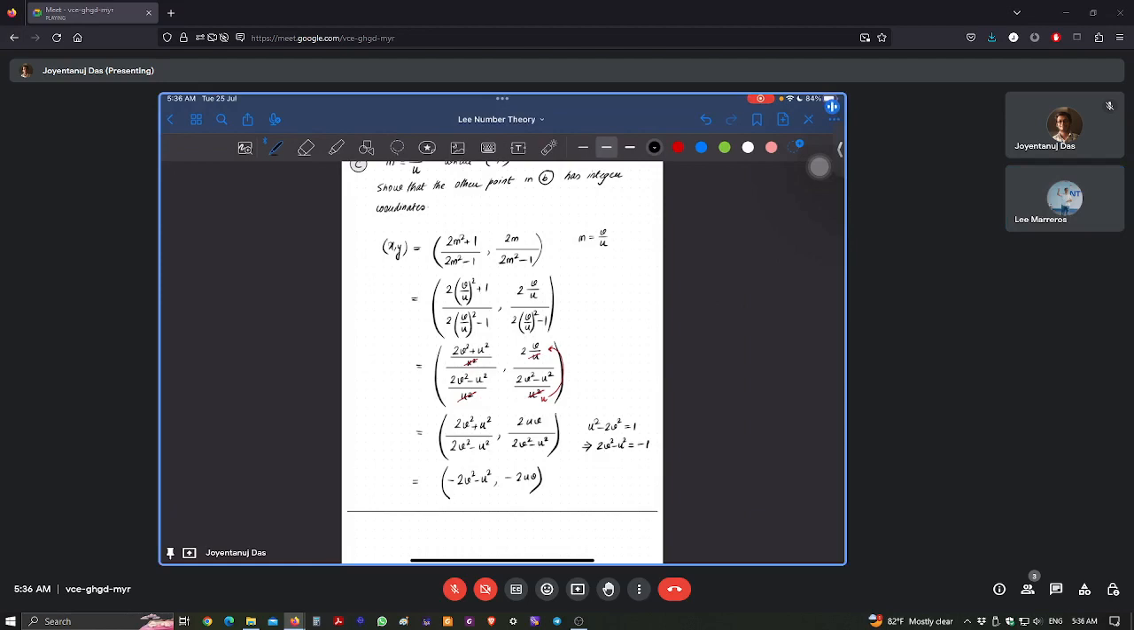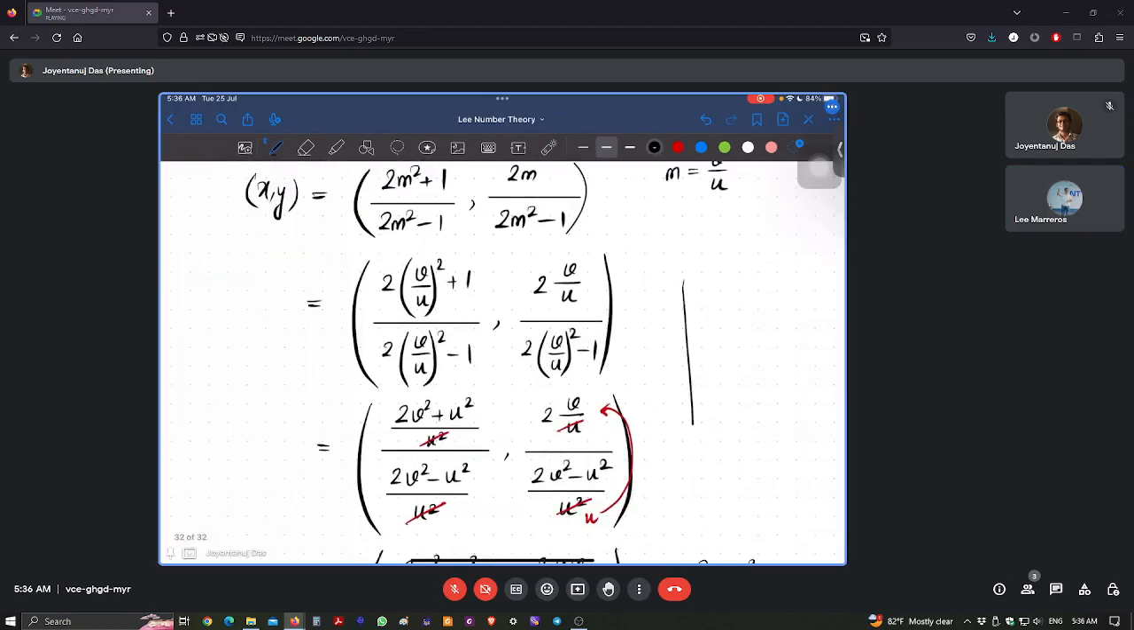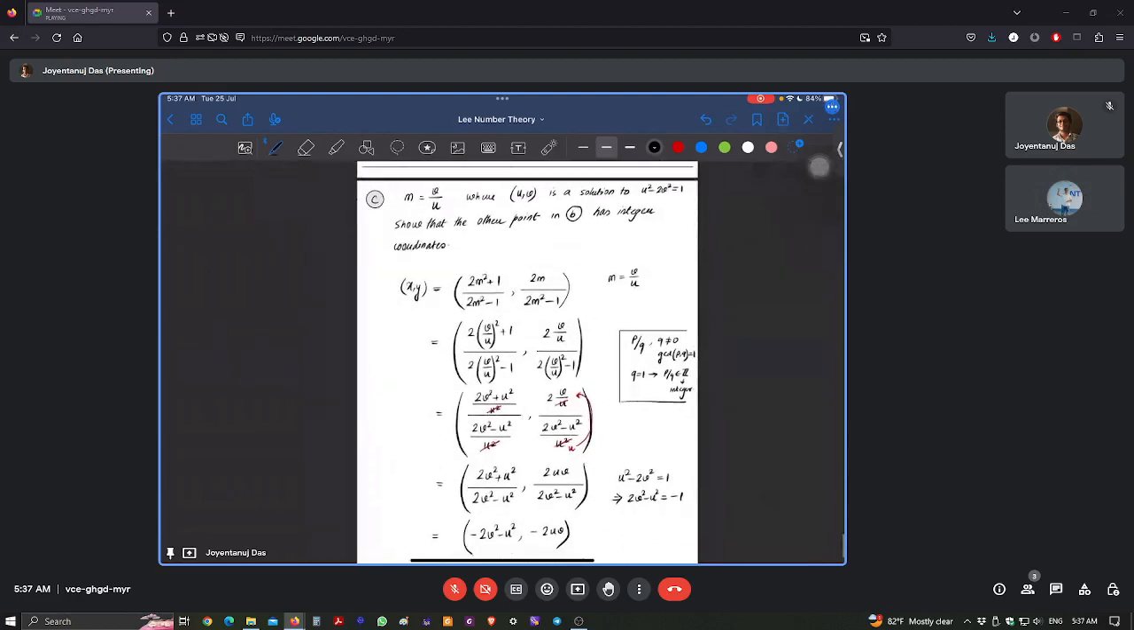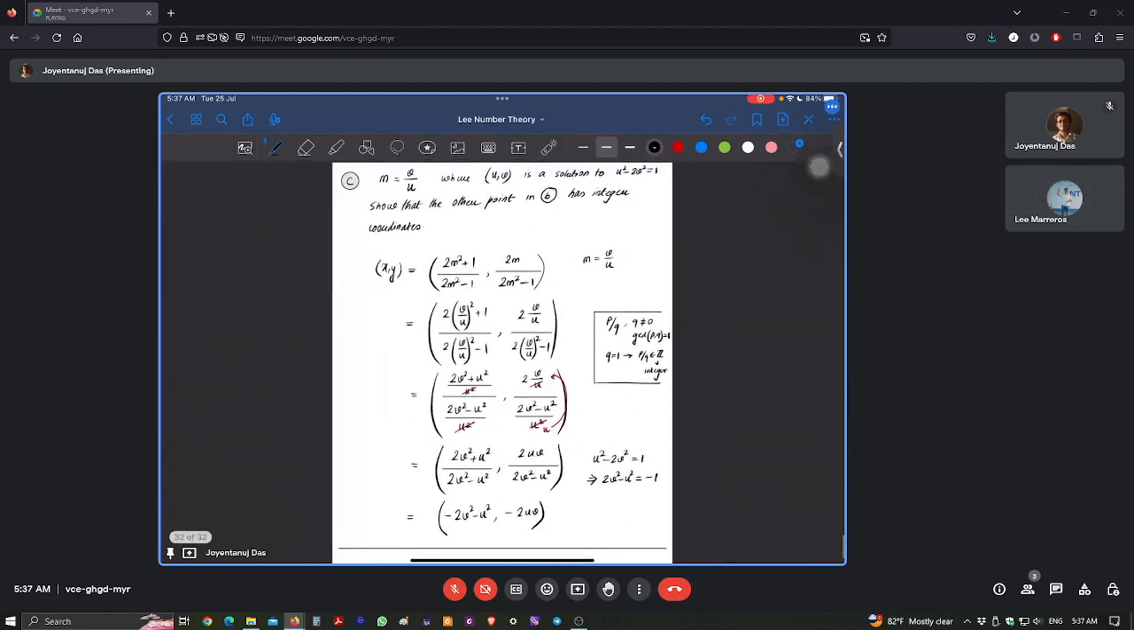So the rational definition is: a rational number is of the form p by q, where q is not equal to 0, and the GCD of p and q has to be 1. So this is the definition of a rational number. But if q equals 1, then we'll say that it is an integer, then p by q belongs to Z. So that's why they are saying that the solution has integer coordinates.